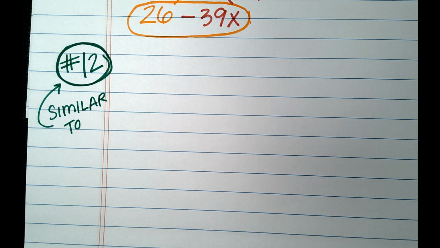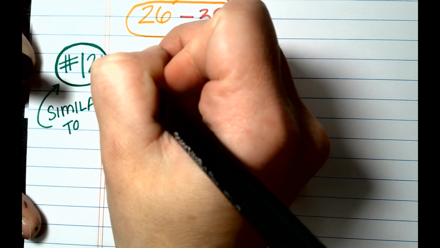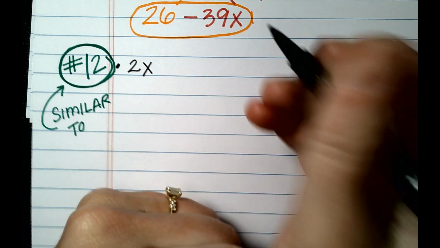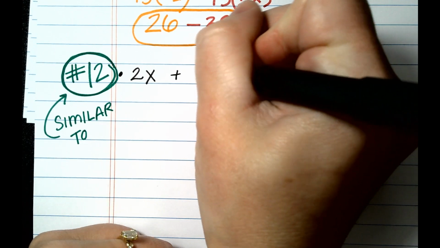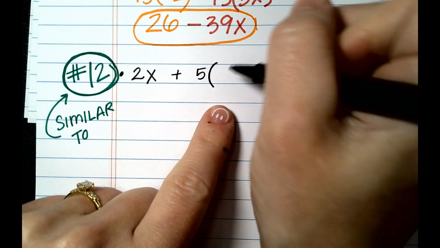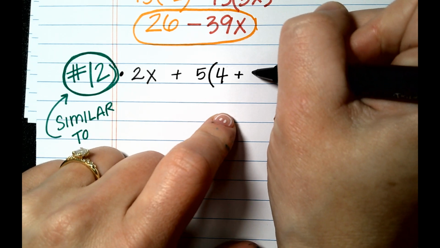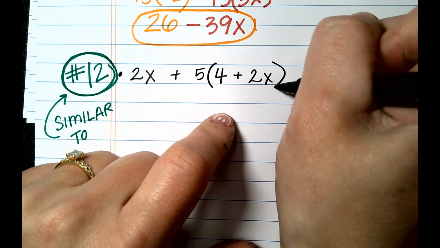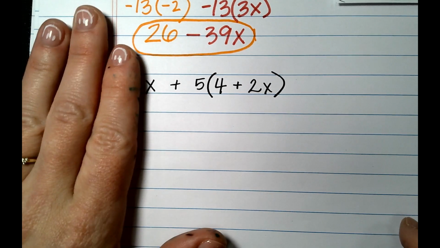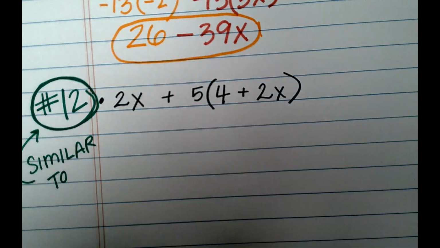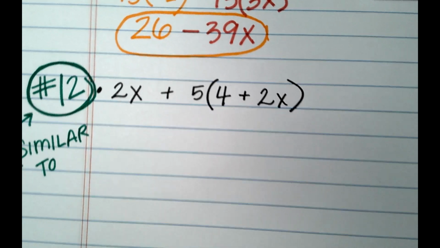Let's try 2x plus 5. Okay, so this is the problem. 2x plus 5 times the quantity 4 plus 2x.